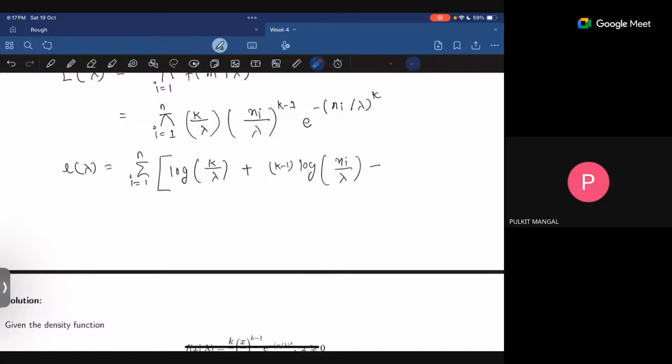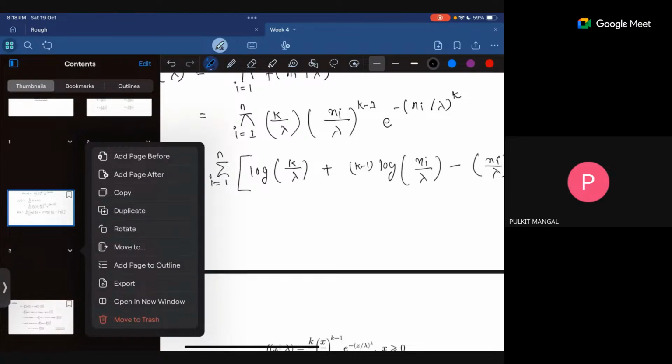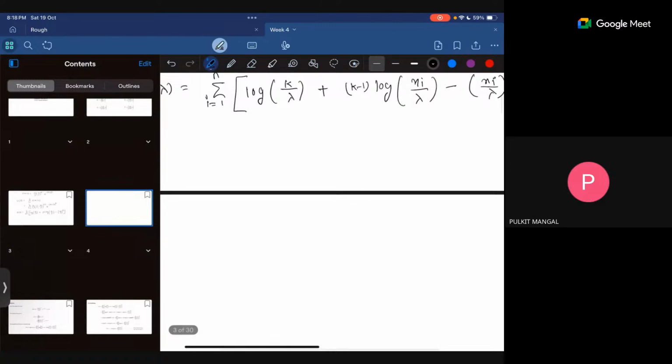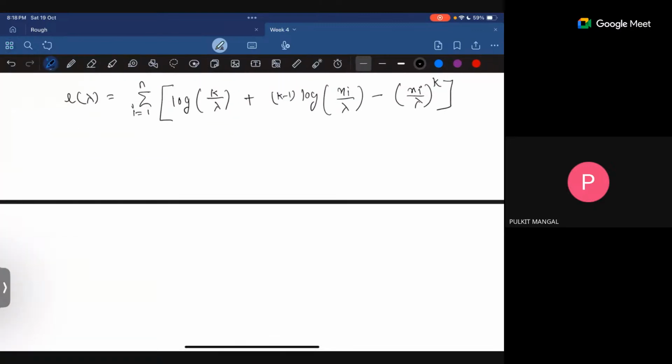Because of that, this would turn out to only minus xi by lambda power k. Is this logarithm part clear, everyone? Good. Now first we will simplify this so that we can get a better form. So let's simplify it.